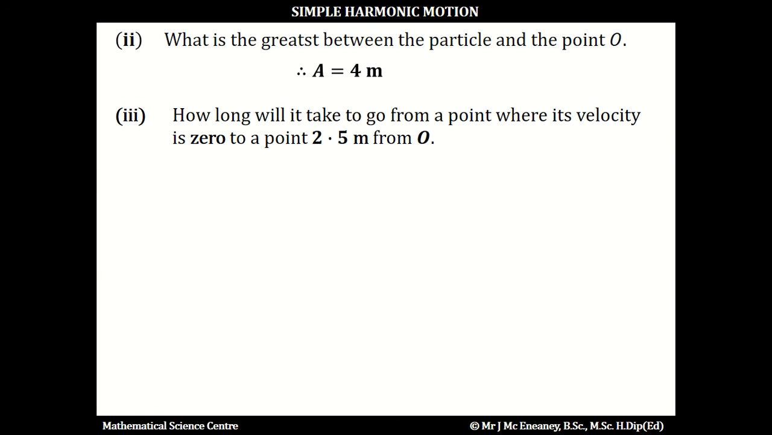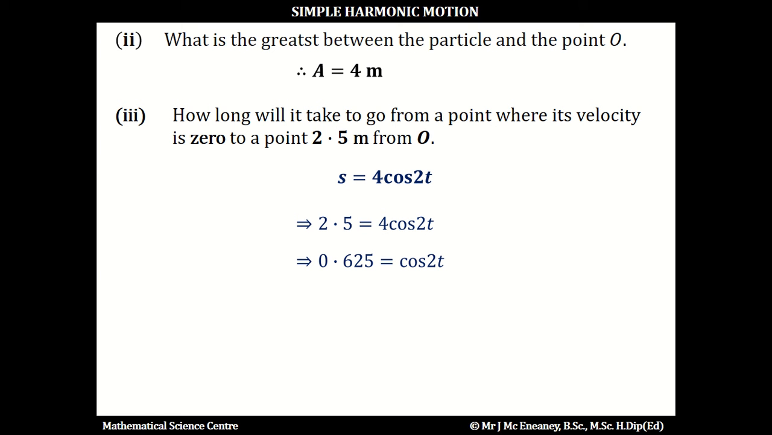In part 3, we want to know how long it will take to go from a point where its velocity is 0 to a point 2.5 meters from O. Now again, s equals 4 cos of 2t. So we want to find out what the time is when the displacement from O is 2.5. So s is 2.5. So 2.5 is 4 cos of 2t. If we divide 2.5 by 4, it gives 0.625, and this equals the cos of 2t.